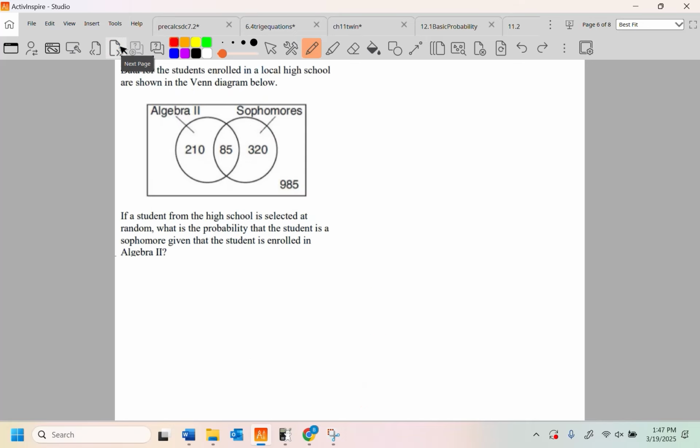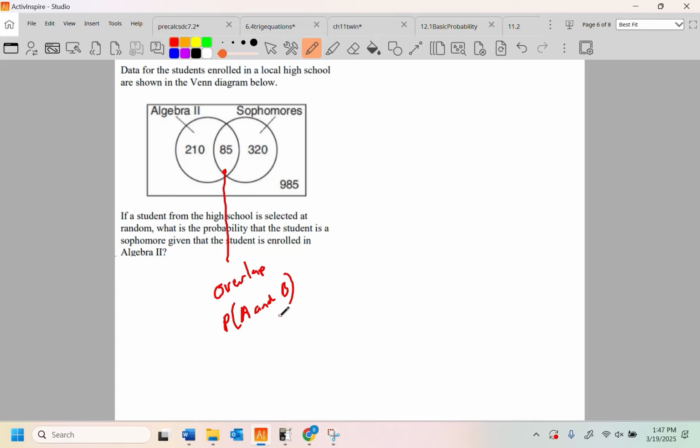Here we have a Venn diagram. I actually enjoy Venn diagrams. A lot of people do not, but it is what it is. Data from students enrolled in a local high school are shown in the Venn diagram. If a student from the high school is selected at random, what is the probability that the student is a sophomore given they're in Algebra 2? So this piece right here is what we call the overlap. It represents the probability of events A and B.